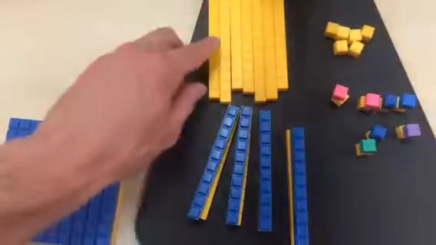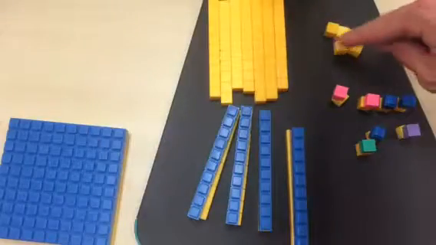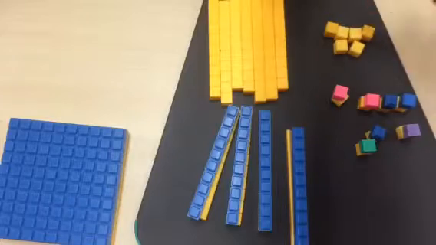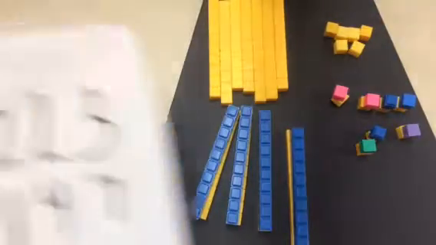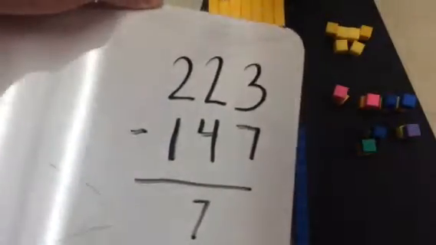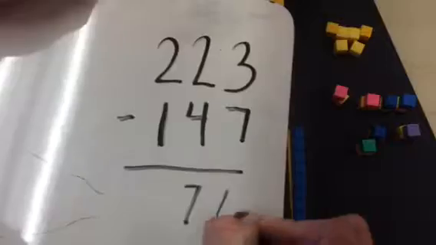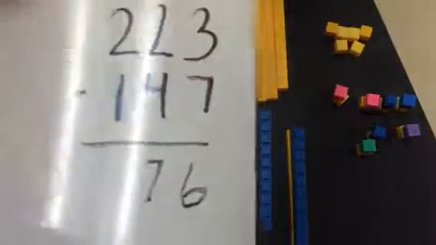So let's go ahead and count them. We've got 1, 2, 3, 4, 5, 6, 7 groups of 10, and 1, 2, 3, 4, 5, 6 individual units. Let's write that down on our board. The difference between the two numbers is 7 groups of 10 and 6 individual units. You can see that right here. Or 76 is how we say that number.